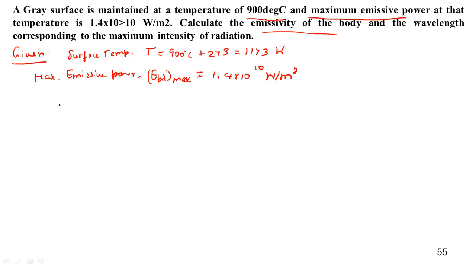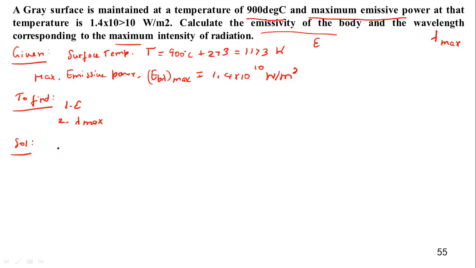So what do we find? We find the emissivity of the body, and the wavelength with respect to maximum intensity, lambda max. First we find the emissivity, then we find lambda max, the maximum wavelength.